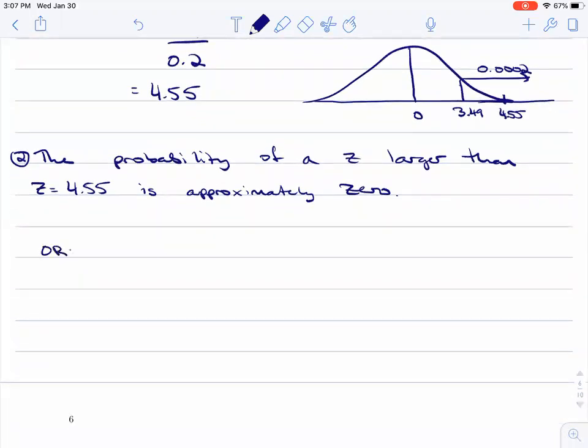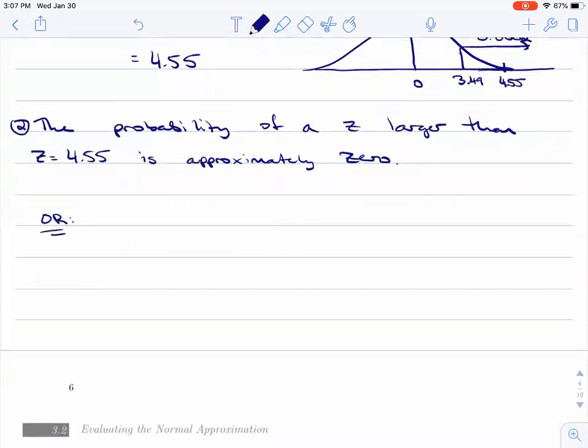Or if you prefer, the probability that Z is greater than or equal to 4.55, I'll say greater than or equal to just because it doesn't really matter for this, is less than 0.0002 or approximately 0. Again, it's going to be important that you do the squiggly equals, approximately equal to, and not the hard equals, because 0.0002 isn't equal to 0. It's approximately equal to 0. So again, just emphasizing that.